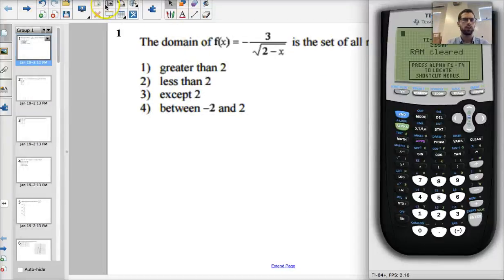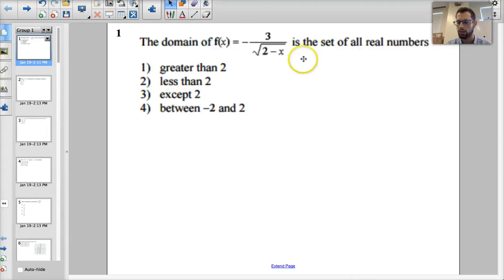All right, hello everybody. Welcome to the midterm key. I'm going to start off with number 1. So it's asking for the domain of this function right here.